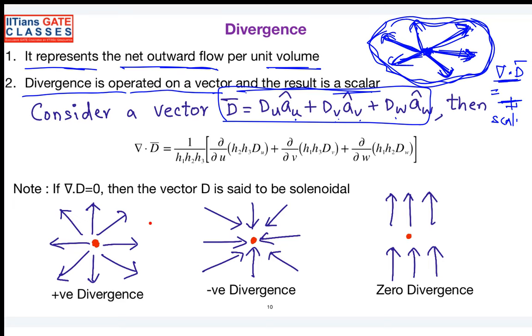So the divergence is given by this equation. You can compare this. As I said, divergence represents the flux divided by the volume. So you can consider it in a rectangular system. What will happen? H1, H2, H3.